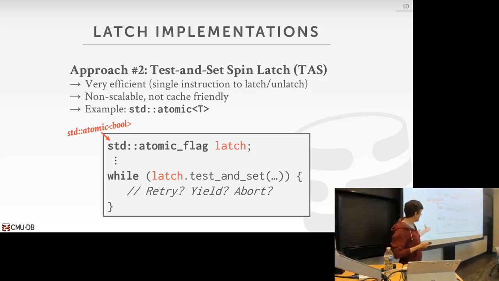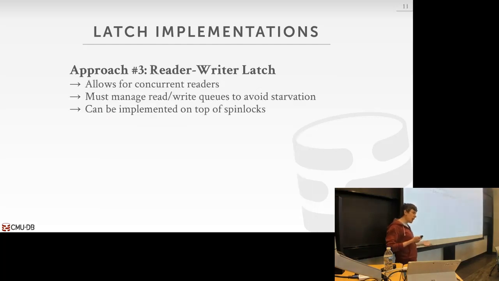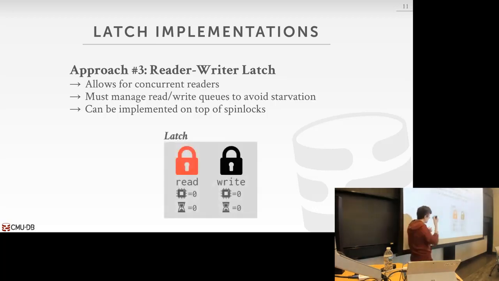So for these two examples, the latch has just been, do I hold it or not? But as I said before, we have different modes, so we need a reader-writer latch that can support these different modes. The way we basically do this is we build on top of whatever basic latching primitive we have, either the spin latch or the OS mutex, and then we manage different queues to keep track of how many threads are waiting to acquire the different types of latches. Maybe this maintains some counters to say, here's the number of threads that hold the latch in this mode, and here's the number of threads that are waiting for it.